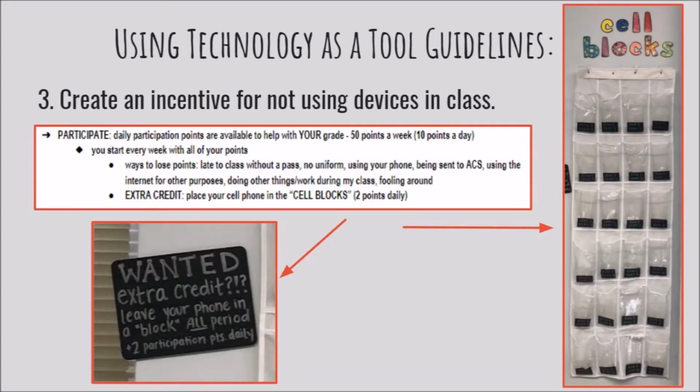3. Create an incentive for not using devices in class. As you could see, I provided a picture of the cell blocks that I use in class. They simply are a shoe organizer that have been labeled by row and seat number so the students know exactly where to put their cell phones every day. By putting their phones in here, they understand that they are not going to use them unless the lesson is directing them to. So I give them extra credit points every time they put their phone in there, giving them more of an incentive to participate in this way.